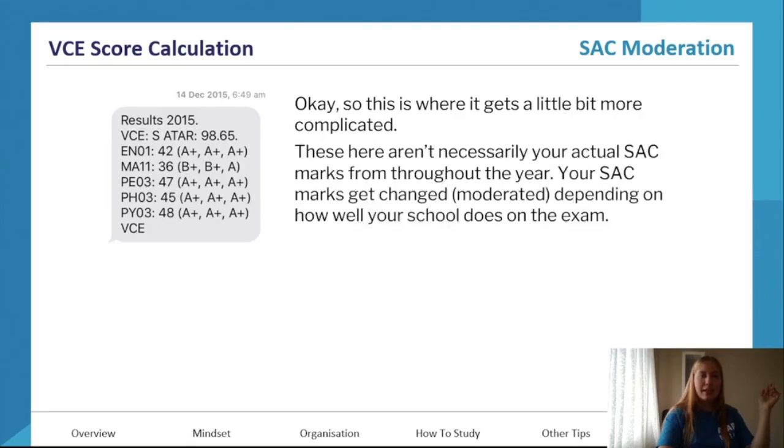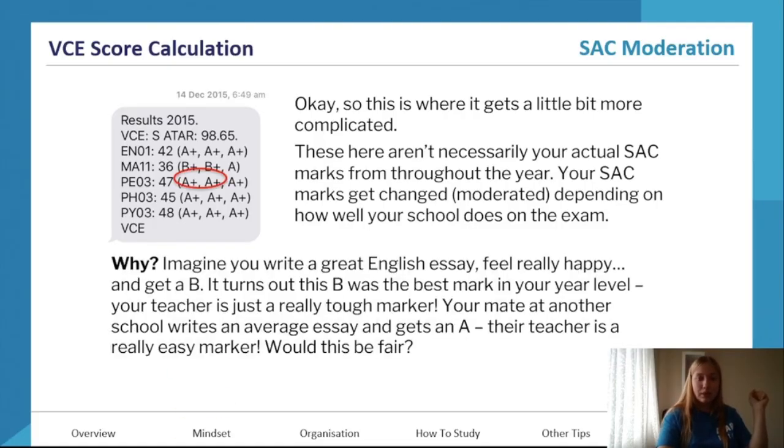So where it gets a bit more complicated is SAC moderation. What you get for your results, which has your SAC marks in there as the first two letters, right? These aren't necessarily your actual SAC marks from throughout the year, because your SAC marks actually get changed or moderated depending on how well your school does on the exam, your school in particular. So we're taking this example with two A pluses there for SACs, right? That's just been underlined. Those are your SAC marks, the first two.